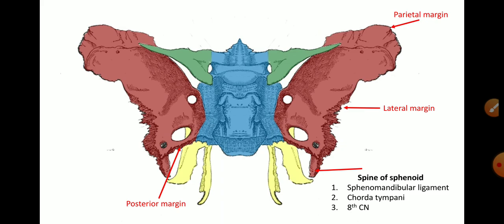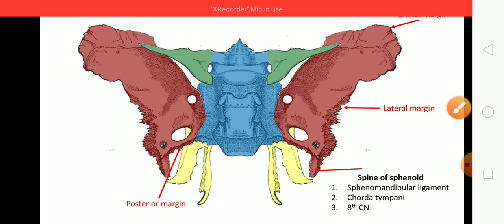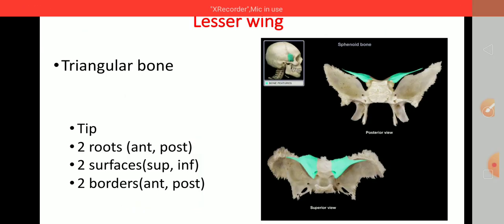Now, in the lateral surface, at the posterior end, there is a projection, and that is known as the spine of sphenoid. The spine of sphenoid has got some important relations and attachments. The tip of spine gives attachment to sphenomandibular ligament, and medially the spine is related to the chorda tympani nerve and the auditory tube. Laterally, the spine of sphenoid is related to auriculotemporal nerve. So these are the details of the lateral surface of the greater wing of sphenoid.